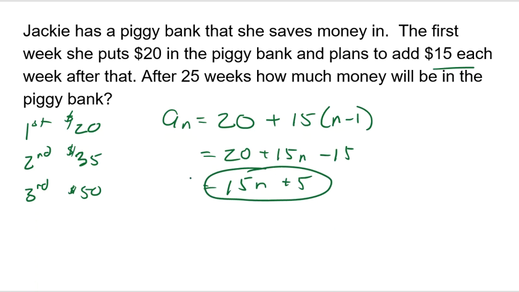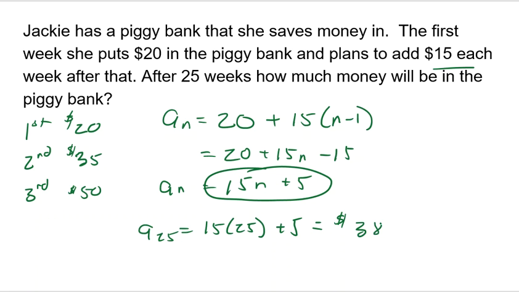So there's my formula to find how much money is in her piggy bank after any given number of weeks. So after 25 weeks, she has 15 times 25 plus 5. So let's see here, 15 times 25 plus 5 is $380.